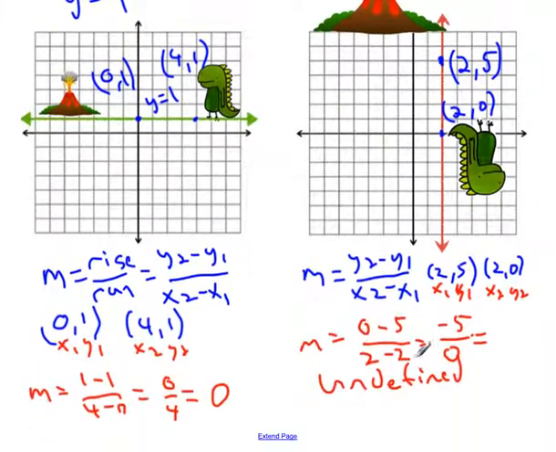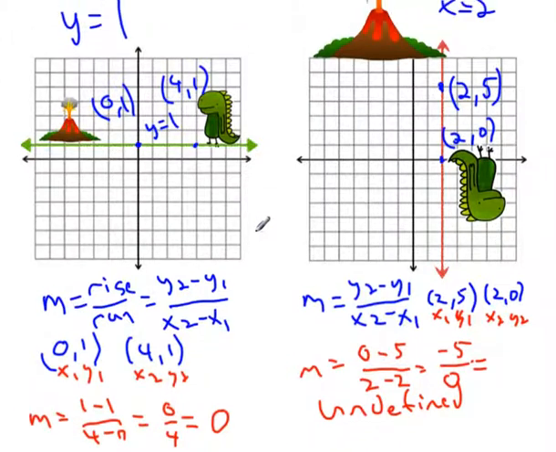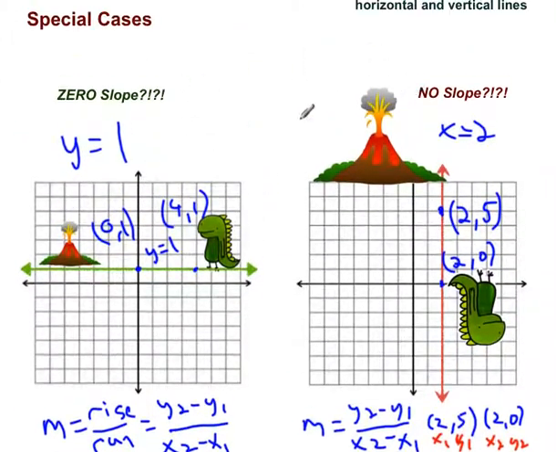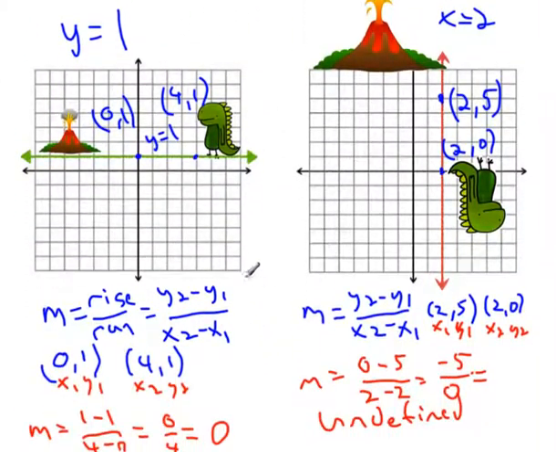It is undefined. And that is how we find the slope of horizontal and vertical lines from the equation, using the graphs to help us, and using the equation for slope to help us think about it.